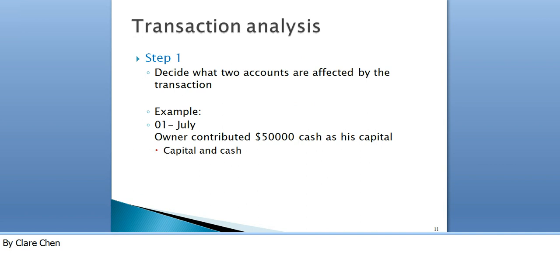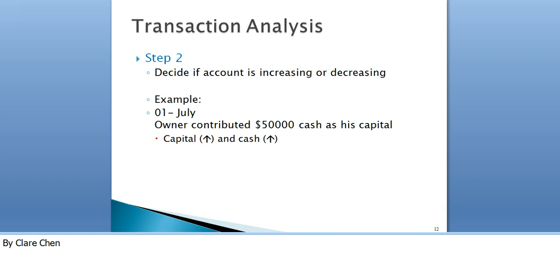Here are some steps. Step 1 is to decide what 2 accounts are affected by the transaction. There must be at least 2 accounts. There could be more than 2 accounts. For example, on the 1st of July, the owner contributed 50,000 cash as his capital. So, if the owner contributes to the business, then we will use the capital account to record this activity. And also, the owner is contributing cash, so cash at bank is going to increase. So we will use the cash at bank account.